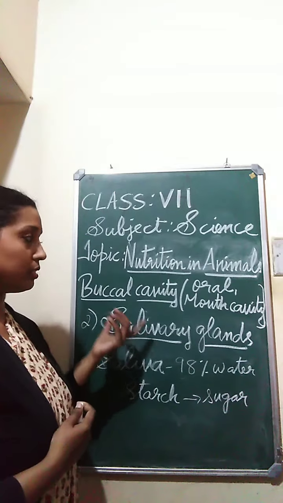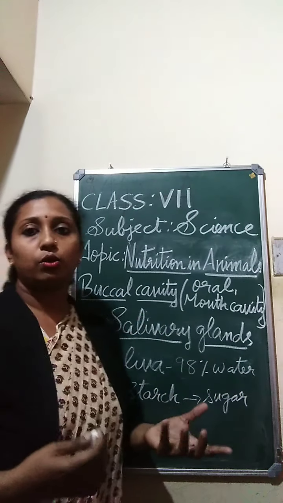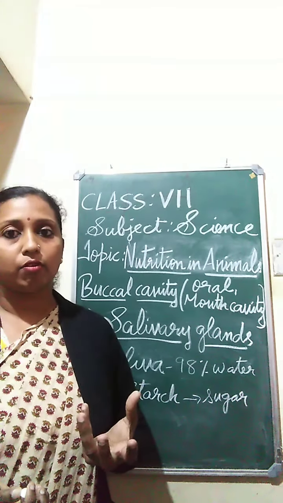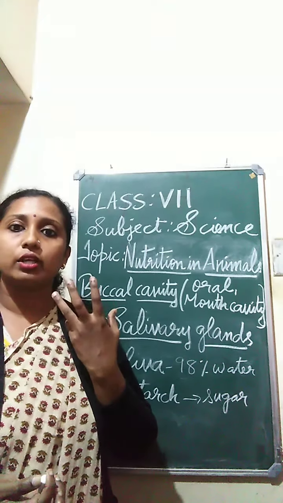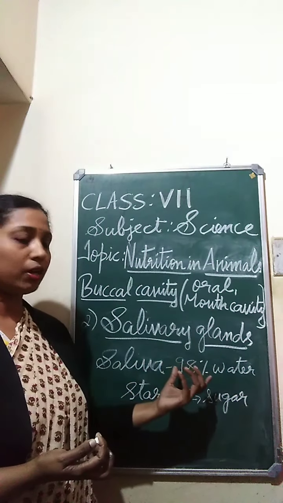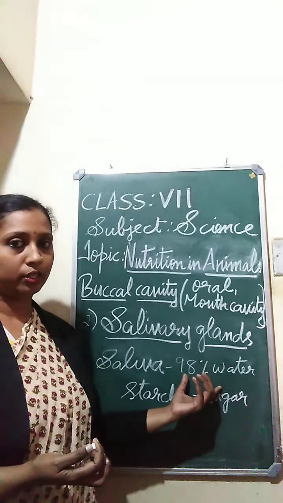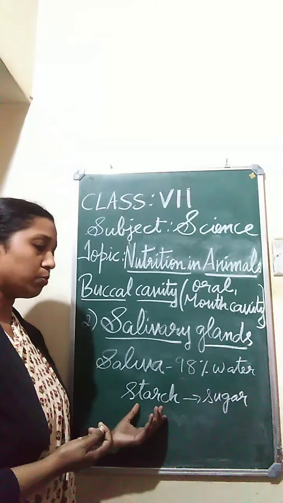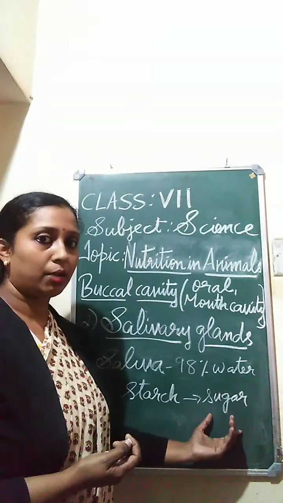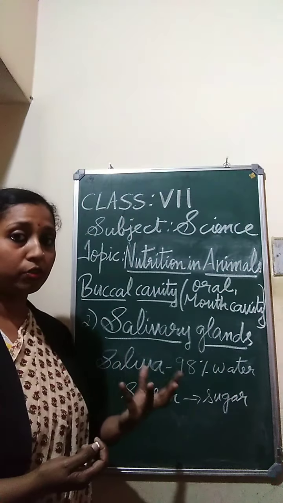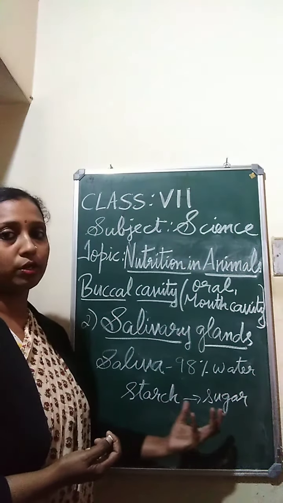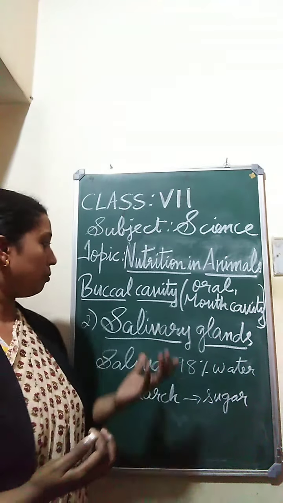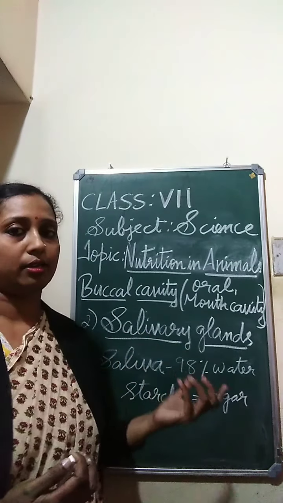So salivary glands are the second part of the buccal cavity. Salivary glands secrete saliva. What is saliva? Inside our mouth there is a fluid, and that fluid is known as saliva. It contains 98% of water. And what is the function of saliva? Starch in our food is broken down into sugar with the help of saliva. So this is the second part, the salivary glands.